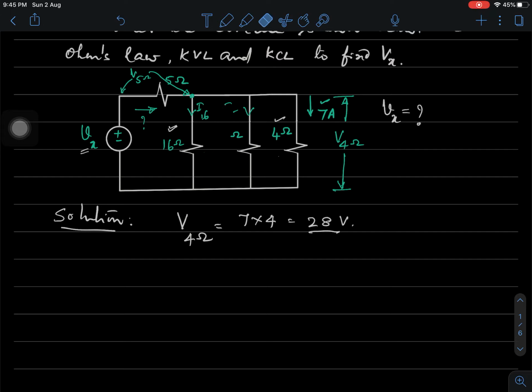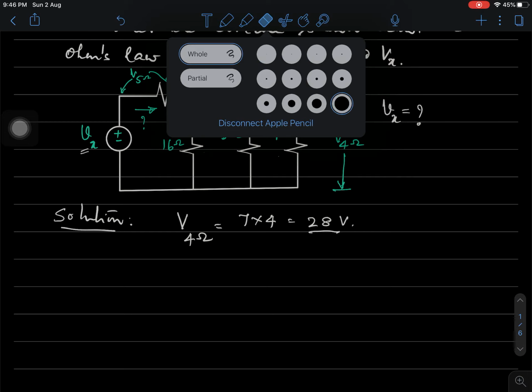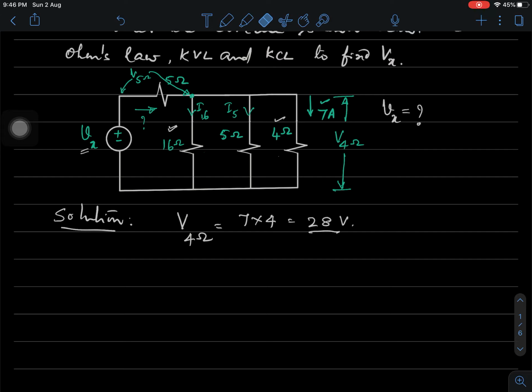Now we will try to write things neatly. I want to remove these things because they become quite cumbersome. This 5 ohm I will write elsewhere. I will write this 5 ohm here, and this also I will write a little neatly, so that when you see this video you are able to understand this very clearly.